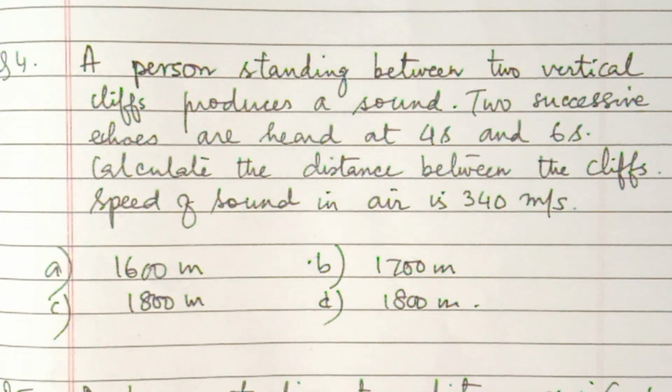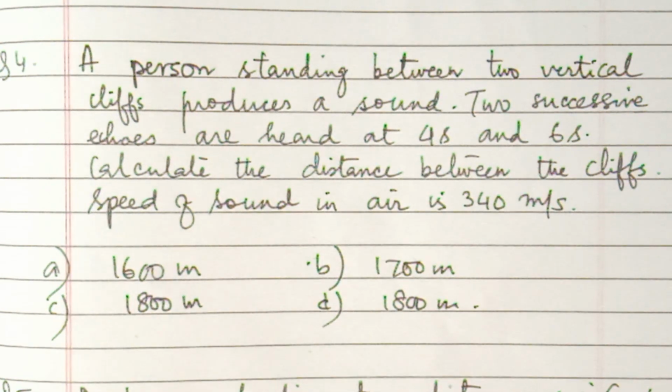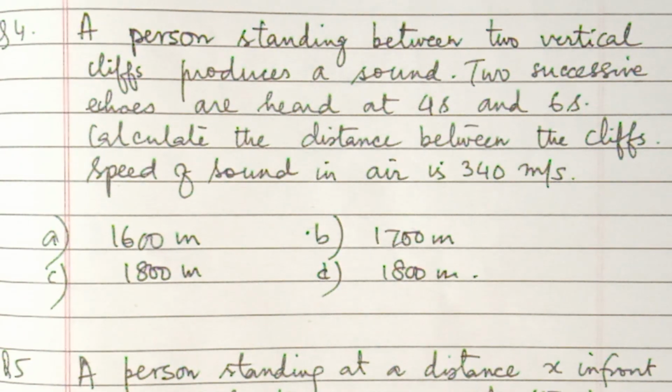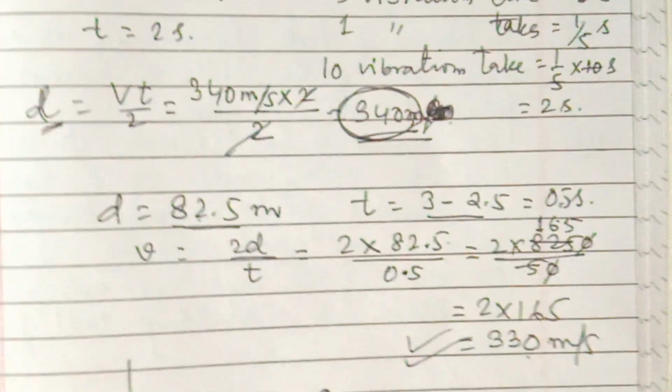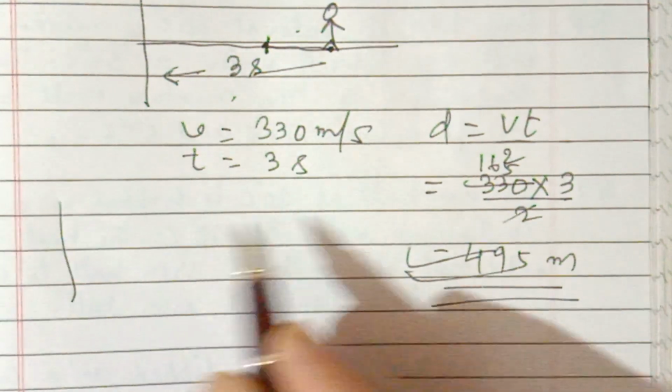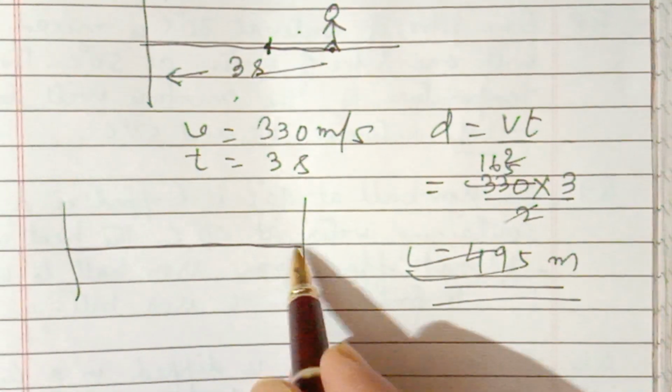A person standing between two vertical cliffs produces a sound. Two successive echoes are heard at 4 seconds and 6 seconds. Calculate the distance between the cliffs if the speed of sound in air is 340 meter per second. Now this question is about a person standing between two cliffs. Previously we have done only one cliff. So here the person is standing between two cliffs.